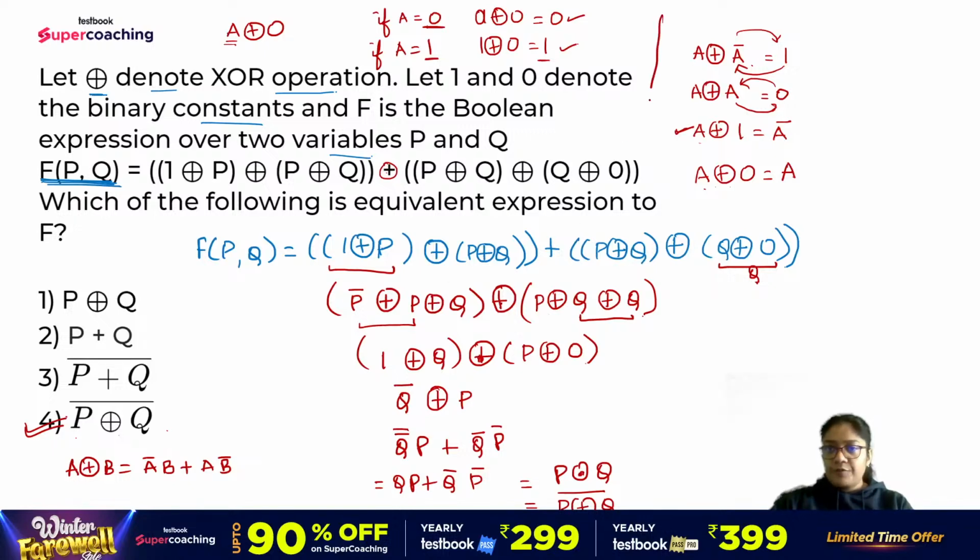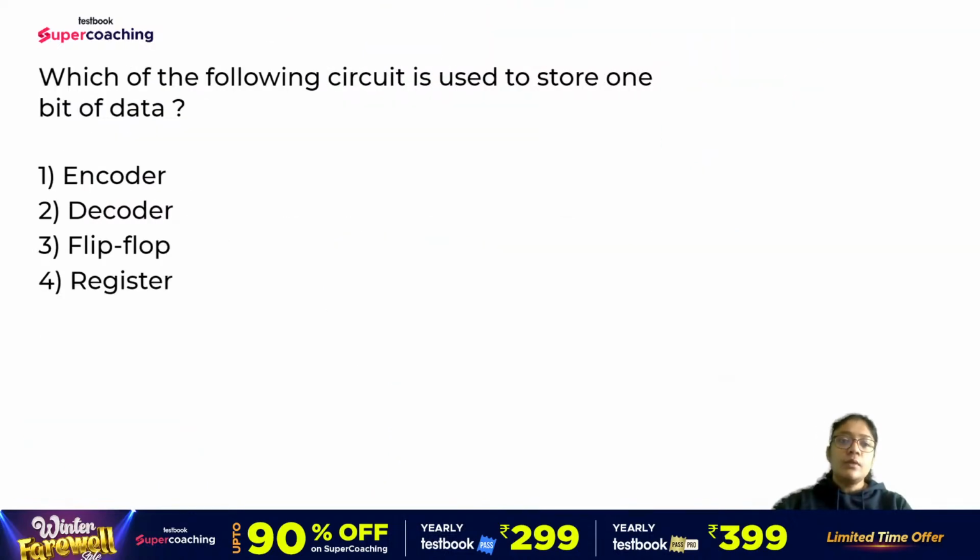So if you are comfortable with these rules, you just had to apply these rules. इन rules को apply करके आपके पास simplified expression आ जाता है, and we had to return the simplified expression. Next question. Which of the following circuit is used to store 1 bit of data? So this means that this is related to the storage component.